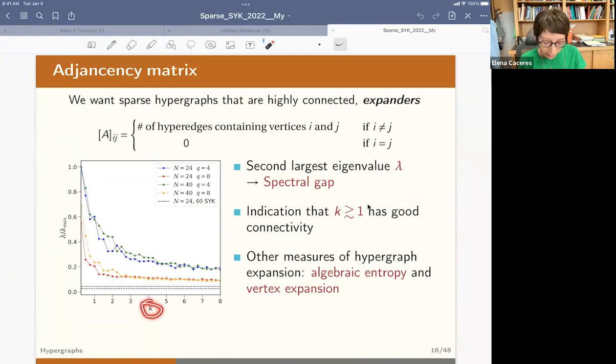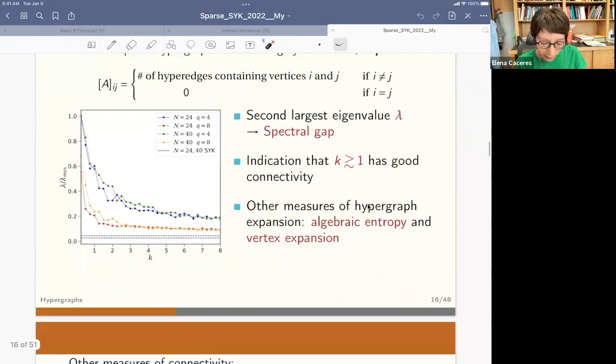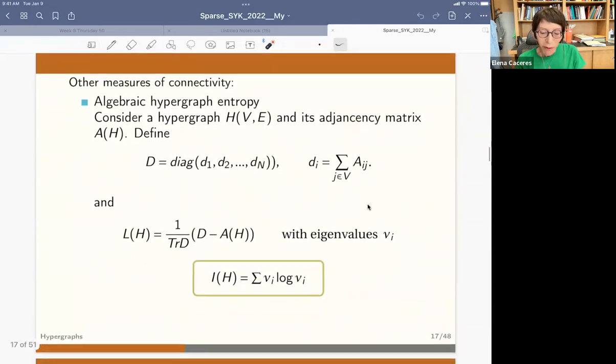And this is k. So from here, you can already get an indication of which k is good. Say k equal 1 doesn't seem to be too good. K equal 2 is better for q equals 8. So that's one measure, the spectral gap. We can look at other measures of connectivity.